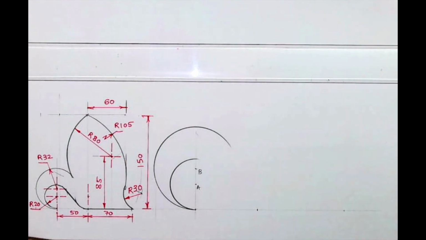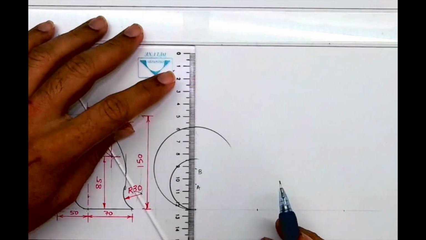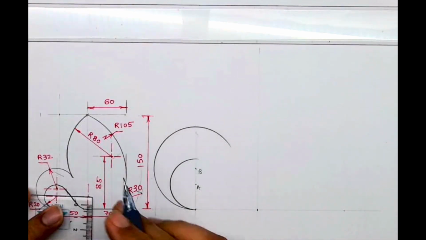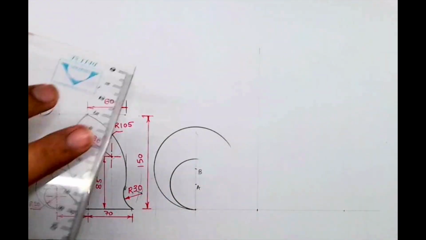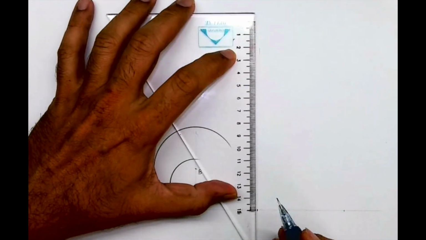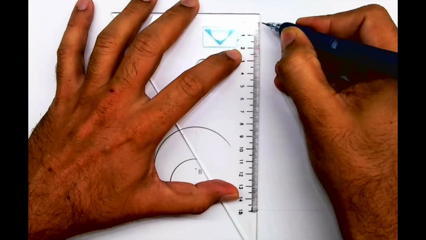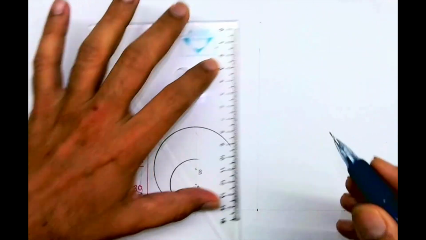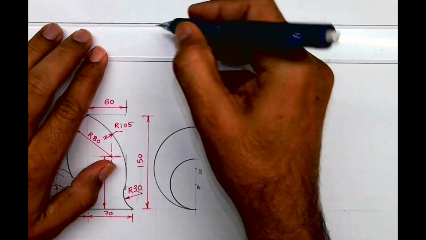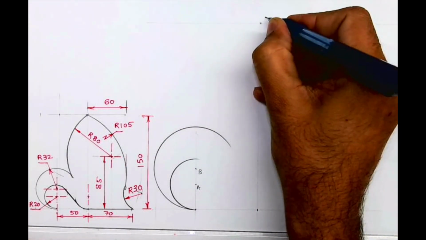Now this distance is 50 and this line is going up by 150. So if I have marked 50, now I'll draw one vertical line. Is 150. So this is 150, this is point C.